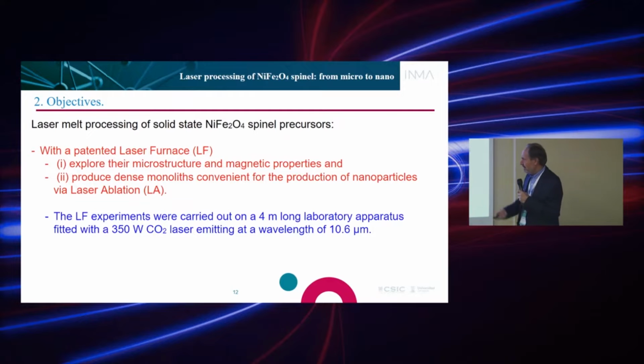This is a 4-meter long laboratory furnace with a 350 watt CO2 laser. And the material that we want to process passes through a thermal curve. So it starts at room temperature. It increases to a maximum temperature, which is where the laser applies intensity. And then it cools down also with a cooling curve, which is determined by the speed at which the material goes through the furnace and the profile of the temperature in the furnace.